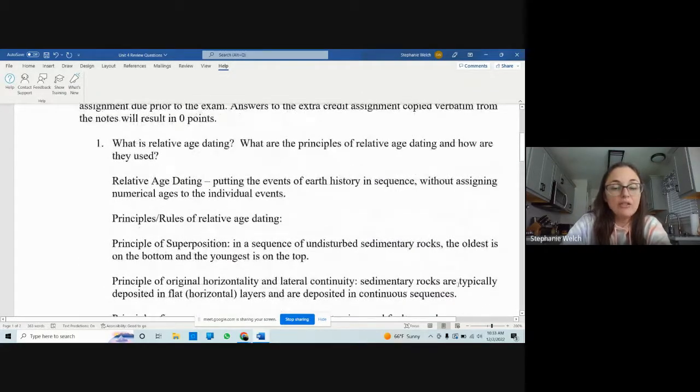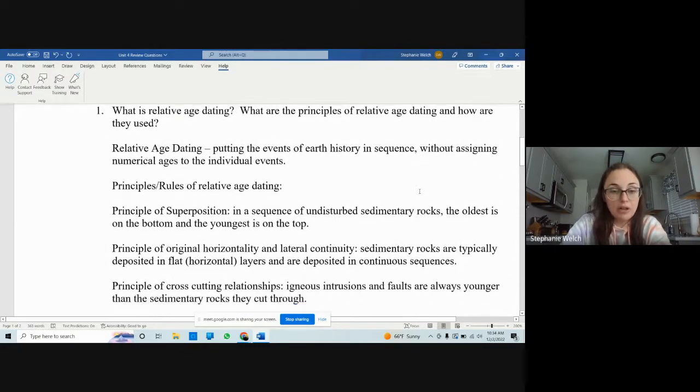Okay, so that's relative age dating and the principles of relative age dating. So in a really big picture view, these principles are telling us how to put these events in sequence. What are the rules that allow us to put these events in sequence?